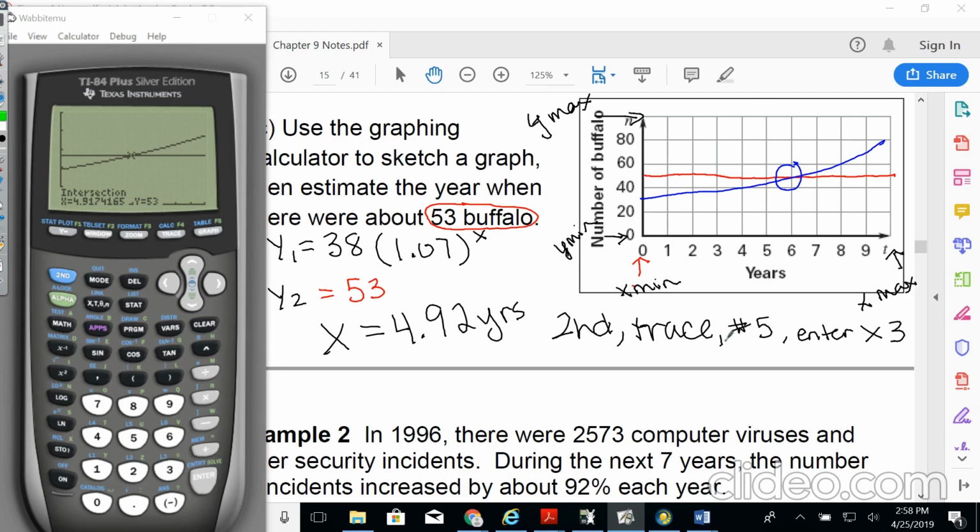All right, so go ahead and read number 2. Figure out those numbers and make your equation. And then I'll show the screen in just a second that has all those answers.